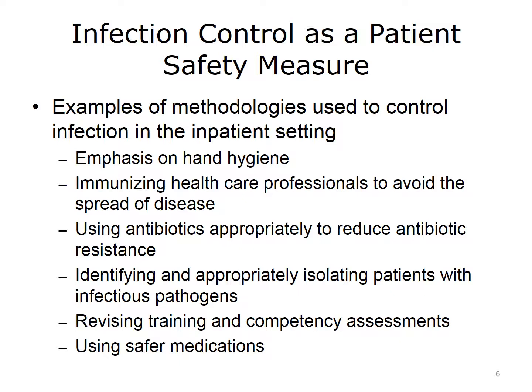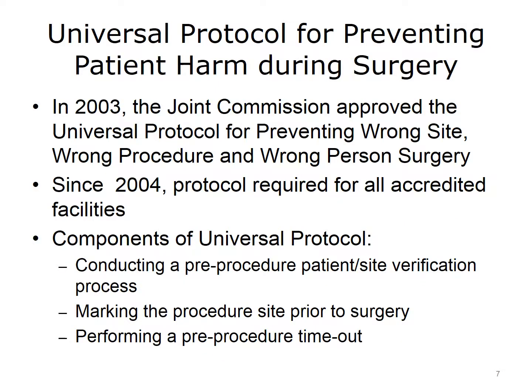Although focused on the hospital setting, efforts to control infections also apply to all other types of healthcare providers. There's a small but distinct possibility that patients will be harmed during surgery. One unfortunate cause of patient harm is when surgery is inadvertently performed on the wrong site or even on the wrong patient. In 2003, the Joint Commission approved the Universal Protocol for Preventing Wrong Site, Wrong Procedure, and Wrong Person Surgery.